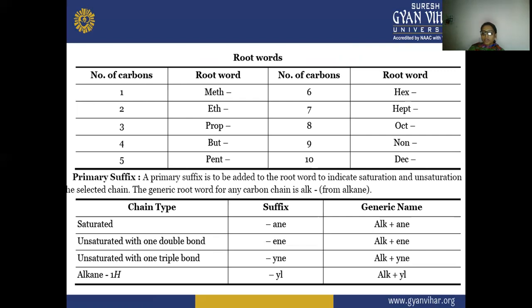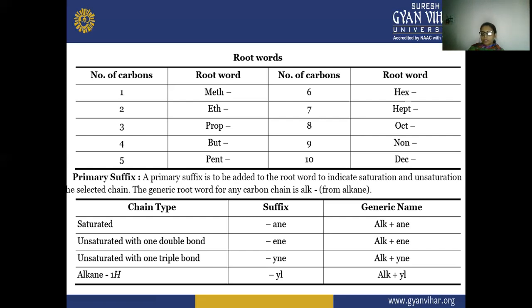And the primary suffix. The primary suffix is added to the root word to indicate saturation and unsaturation. The generic root word for any carbon chain is alk, and this alk comes from alkane. So for the chain type, if it is saturated, meaning it has a single bond, then the suffix will be ane, and if we combine it with the generic name, alk plus ane becomes alkane. Next is unsaturated with 1 double bond.